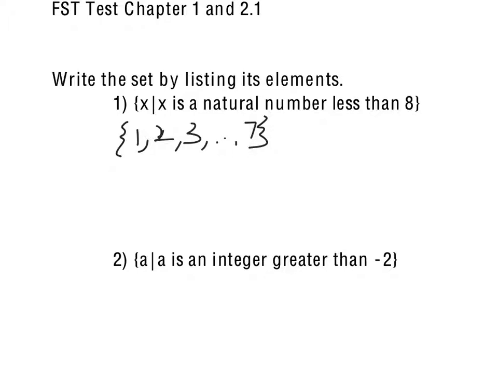Number 2, same thing. A is an integer greater than -2. So we would be looking at -1, 0, 1, and then would continue on like that.